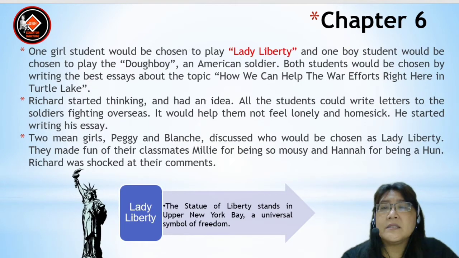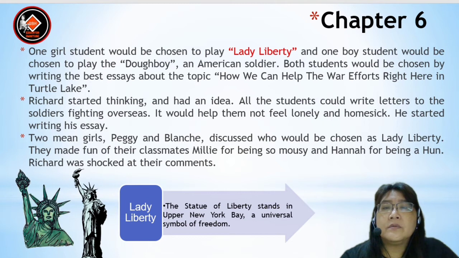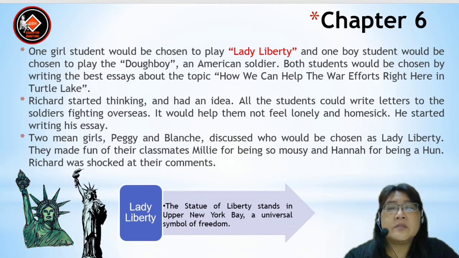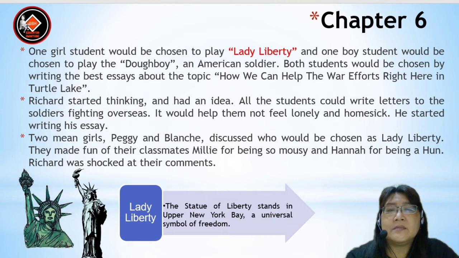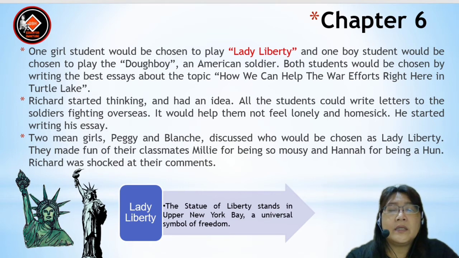Still in Chapter 6, a girl student would be chosen to play Lady Liberty and one student would be chosen to play the doughboy, an American soldier. Both students would be chosen by writing the best essays about the topic: how we can help the war efforts right here in Turtle Lake.